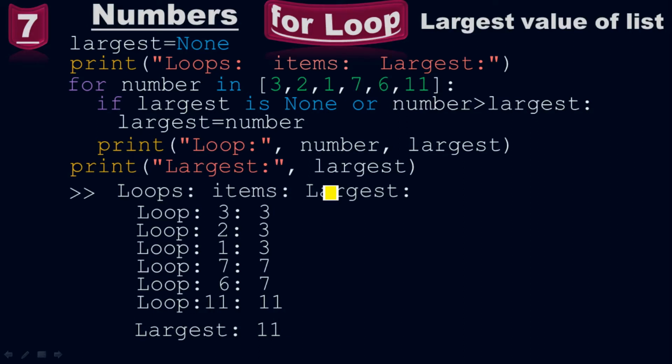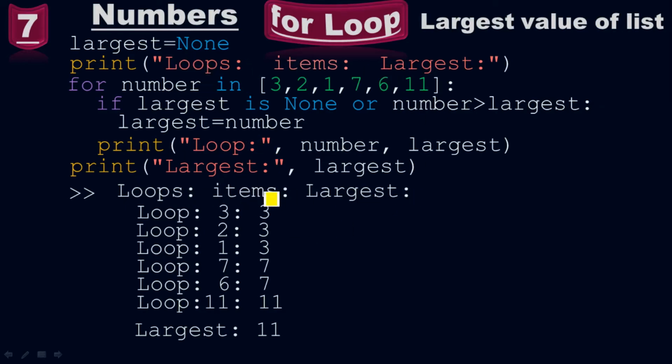I hope you got the point now. But let me repeat it again. Initially we said largest equals None. So the largest value is None at the initial point. We don't know about it. Then we use the print function, print of "loops:", items, and "largest:" inside the double quotes. So this will be printed in the output. This is the line in the output because of this print function.